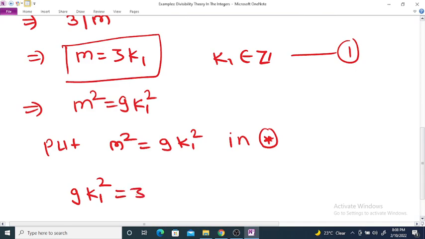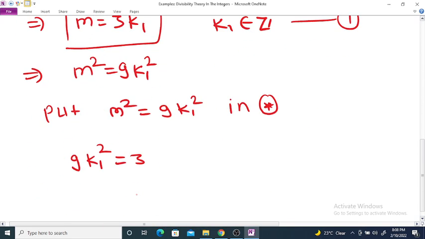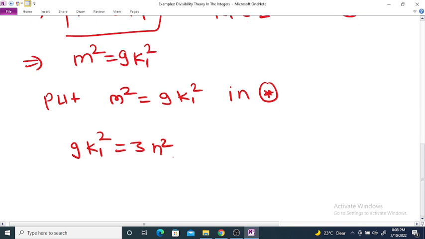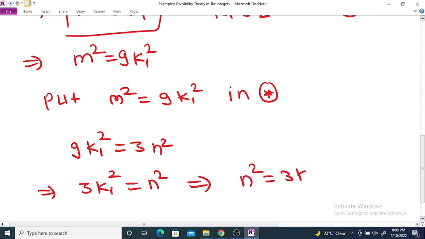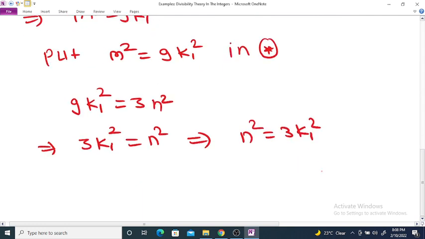3 times n square. If we divide by 3 on both sides, we get 3 k1 square is equal to n square. That is, this implies n square is equal to 3 k1 square. And this implies n square is a multiple of 3, so we can write 3 divides n square. This implies 3 divides n into n.